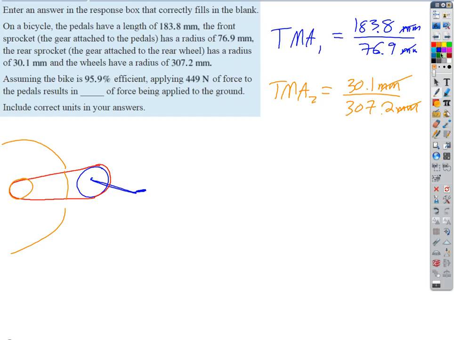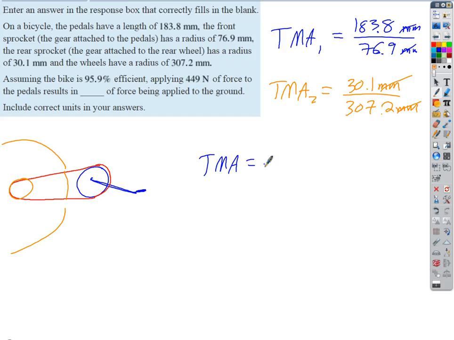The theoretical mechanical advantage. Wait, so why did you do 76.9 in the first one and 30.9? Well, because the input is, I'm applying the force to the pedals, so that's going to be the input lever, or the input radius. The output is transferred to the chain. So I pushed the chain, now the chain is carrying the force. Remember, the tension in the chain now carries it, right? So the rear sprocket is the orange circle.